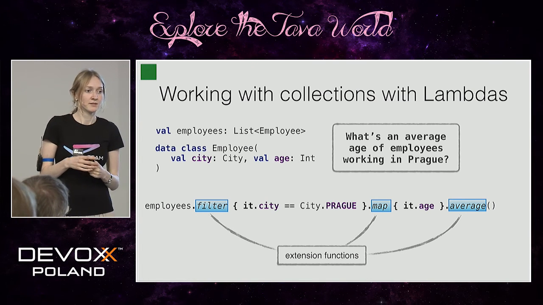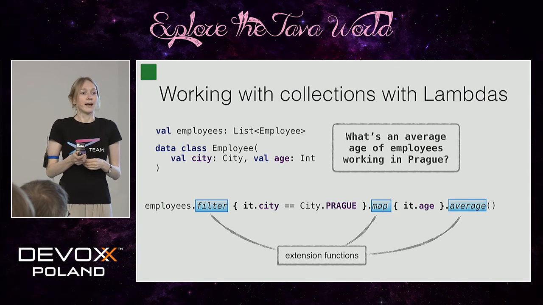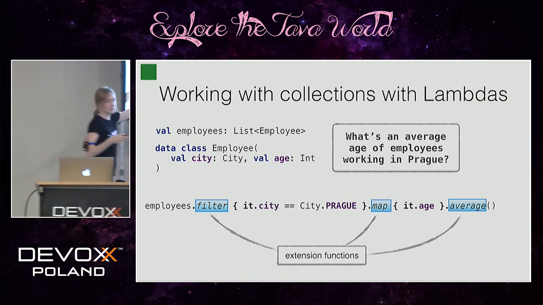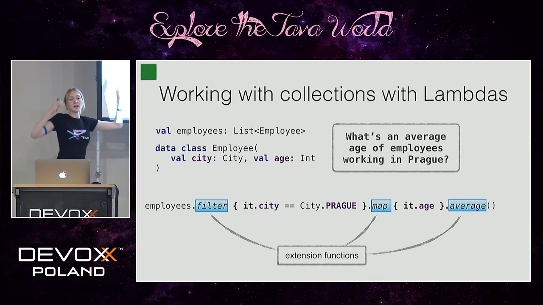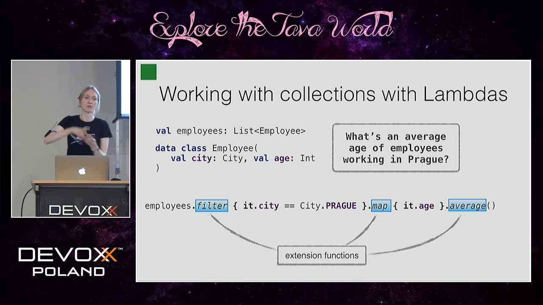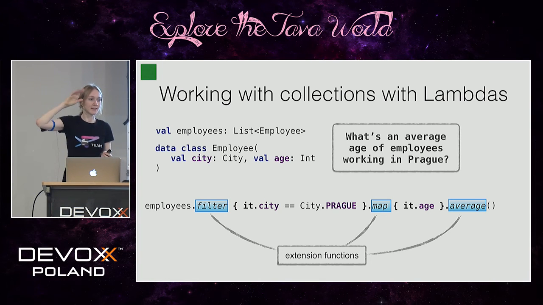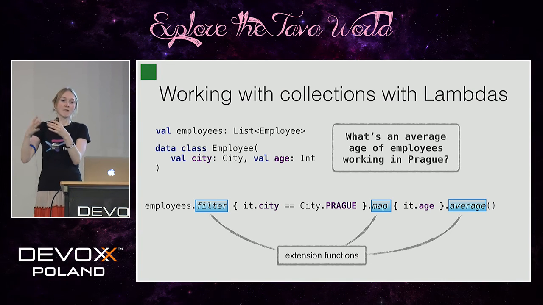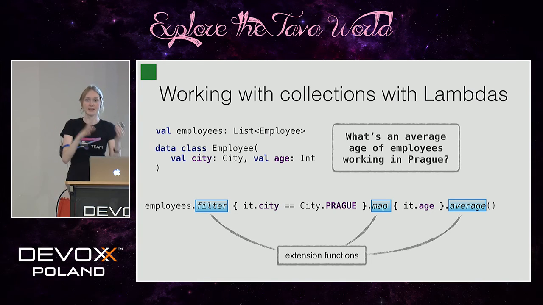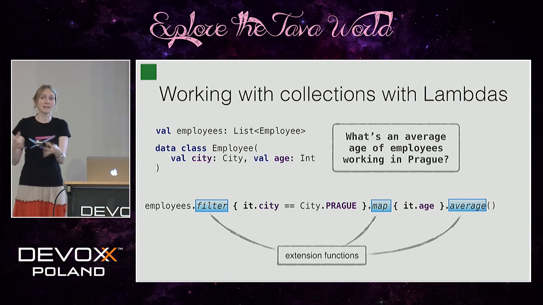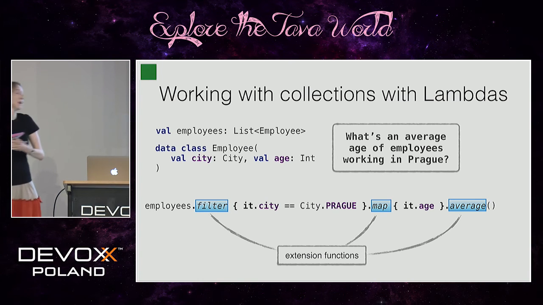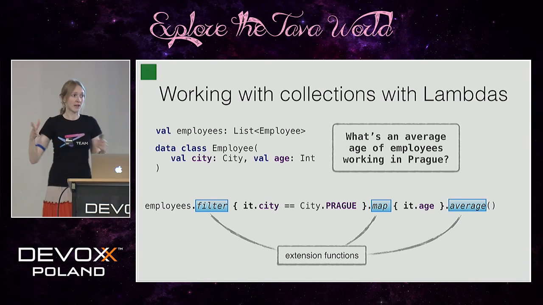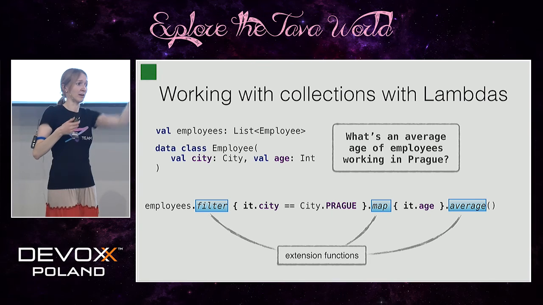Yes, so the question is where do we have this filter, map and average? When I say that Kotlin doesn't have its own standard library, I'm somehow not cheating, but I mean that it doesn't have its own re-implementation of collection libraries. However, it provides you a bunch of extensions. So Kotlin's standard library is just a bunch of extensions like filter, map and average to Java standard collection classes, and so just extensions to the Java standard library.